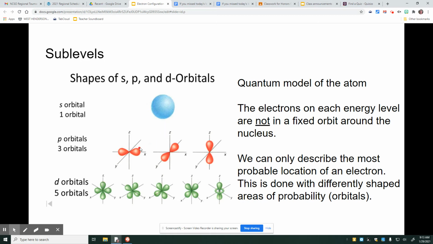A P sublevel, again, is a mathematically drawn area of probability. You're not going to find this dumbbell shape within an actual atom. It's just that where we're going to detect electrons of a certain energy would be somewhere in this dumbbell shape. D orbitals, with even higher energy, are going to be in what looks like a four-leaf clover, all except for this kind of weird one right here. But that's the deal with probability. Sometimes it does develop some very strange shapes.